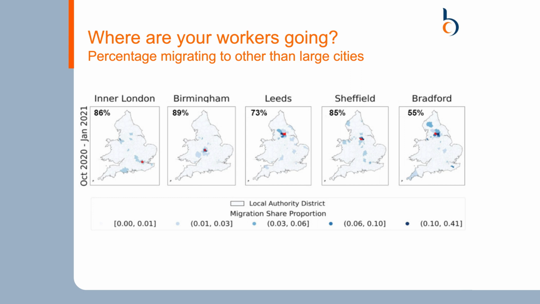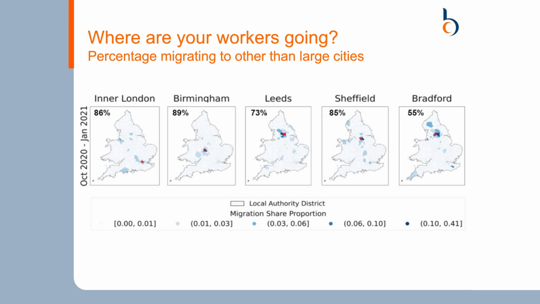So the other question is where staff are going to, and I came across this data which was mapping of where people are leaving large cities, where they're going to. So the red dots are the place that people start off, and the shading is the percentage of people who are moving out and where they're moving to. The percentages at the top are the percentage of the people who are migrating to somewhere other than a large city. So, for example, in Inner London, 86% of people are moving away into more rural areas.